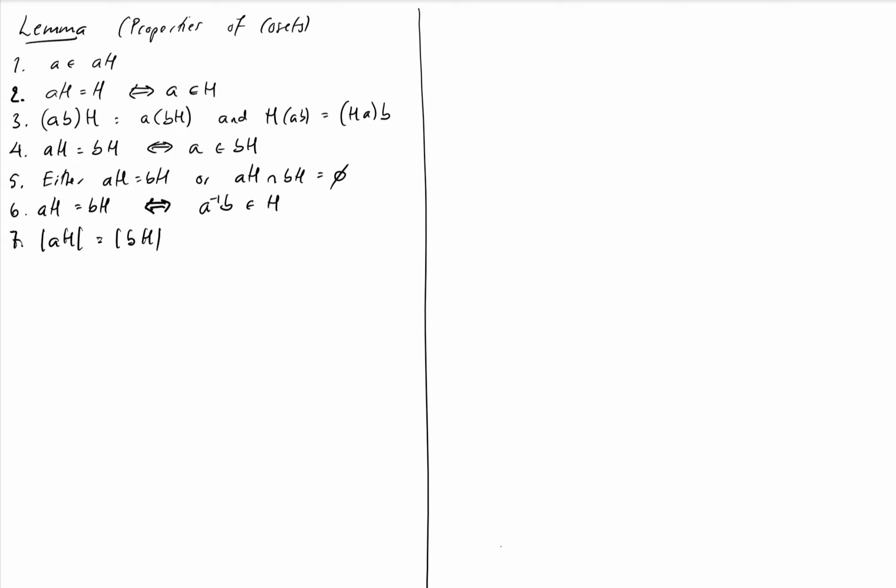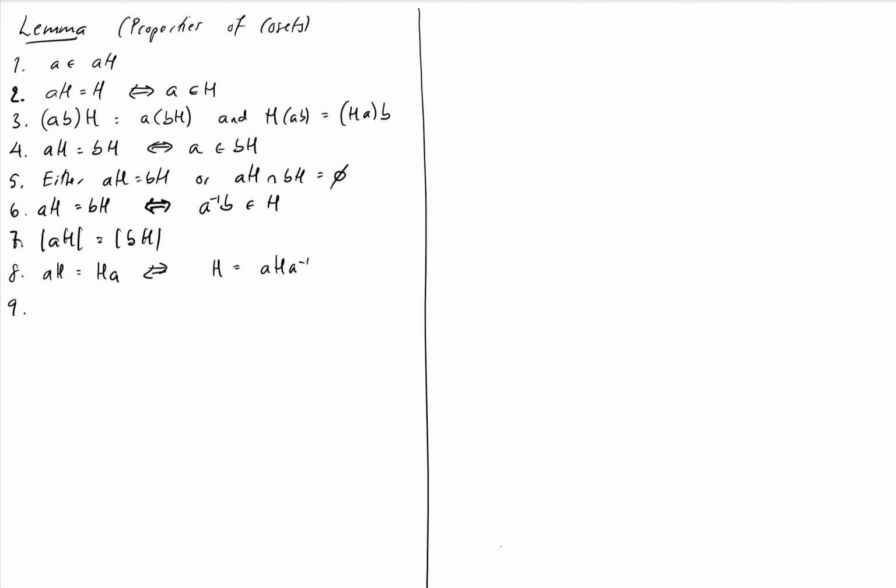All right, now one that relates left and right. AH equals HA if and only if H is equal to AHA inverse. That means we take H, we multiply everything on the left by A and on the right by A inverse, and then we get our set AHA inverse there. Okay, that one's less important perhaps.